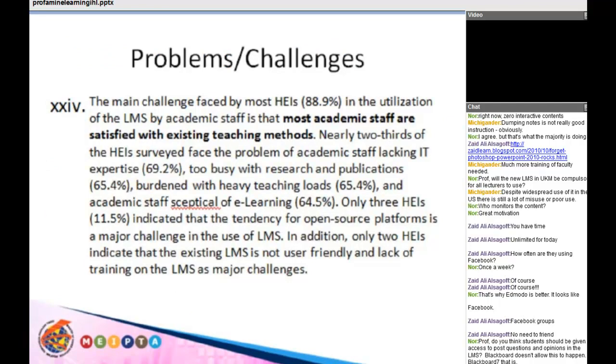Okay, what are some of the problems? We found the main challenge is that most academic staff are satisfied with existing teaching methods. Some of them say, okay, I'm fine. But from my side, I think at the end of the day, learning should be improved.